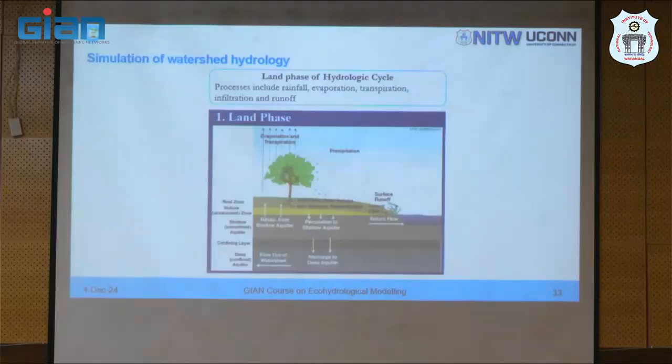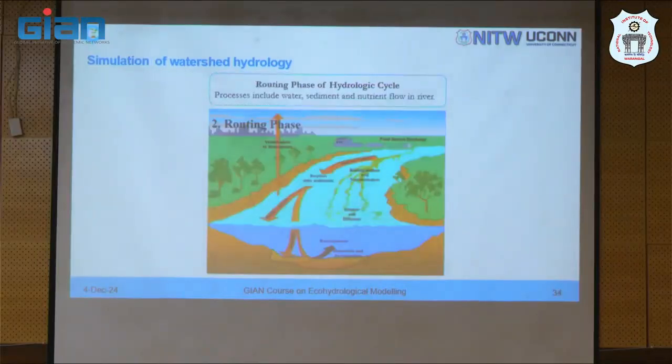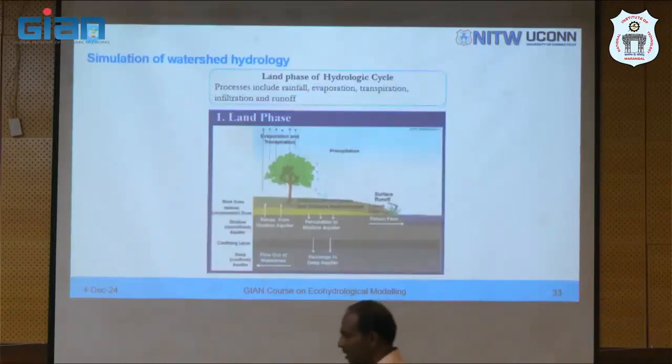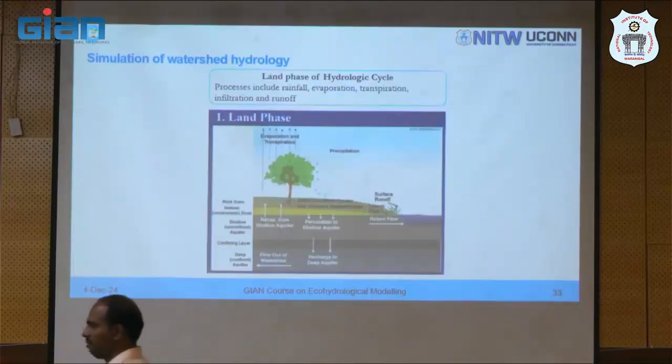Now, when you say simulation of watershed hydrology, it has two components. One is the land phase, which simulates evaporation, transpiration, infiltration and runoff by considering rainfall and climate variables. It basically simulates the land surface. And the second component is the routing phase. That flow that gets generated, in addition to that, sediment transport, nutrient flow, all of that comes in routing phase, right?